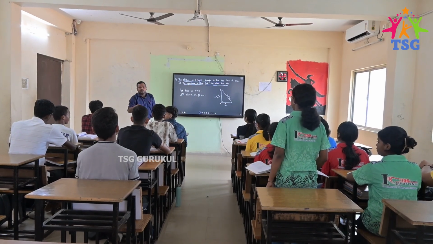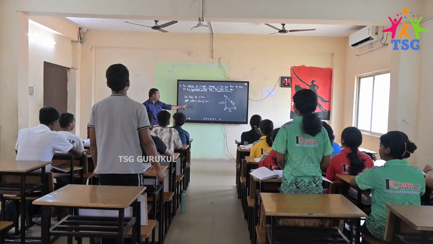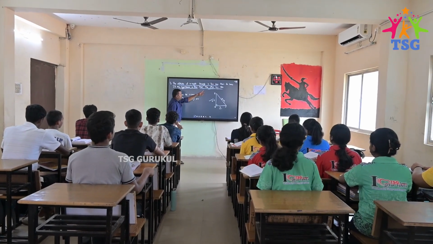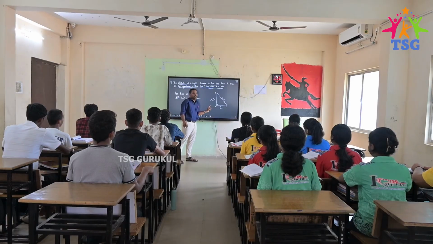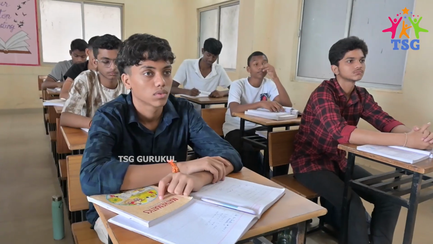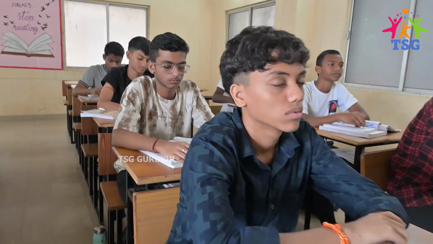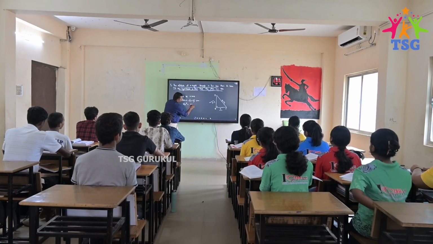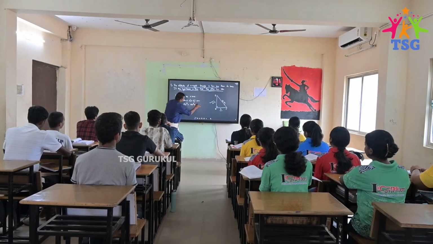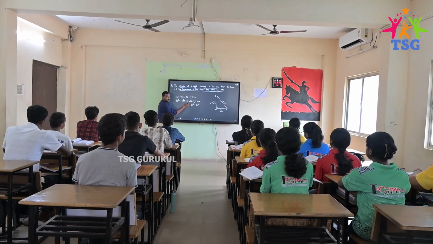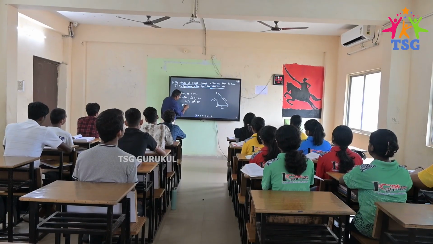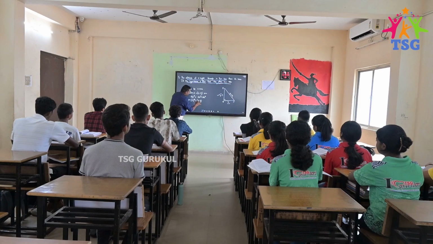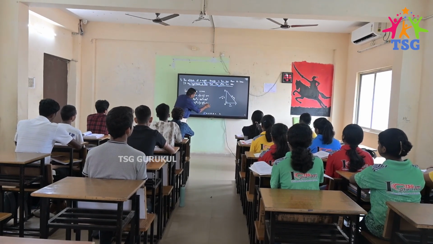Raghubir, stand and tell. H square is equal to p square plus b square. Very good. That means hypotenuse square is equal to perpendicular square plus base square. So here the hypotenuse is AC. That's why we can write AC square is equal to AB square plus BC square. So AC value 13 square is equal to AB value (x minus 7) square plus BC value x square.